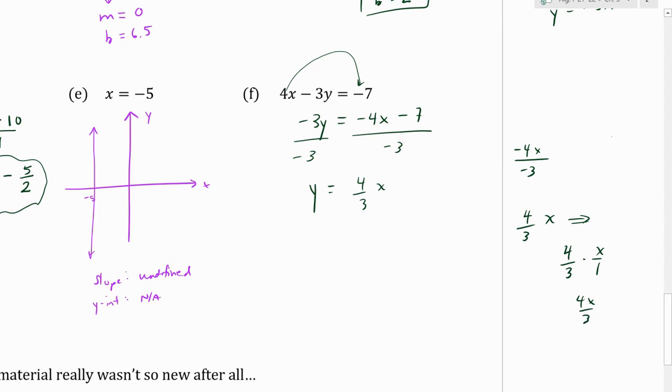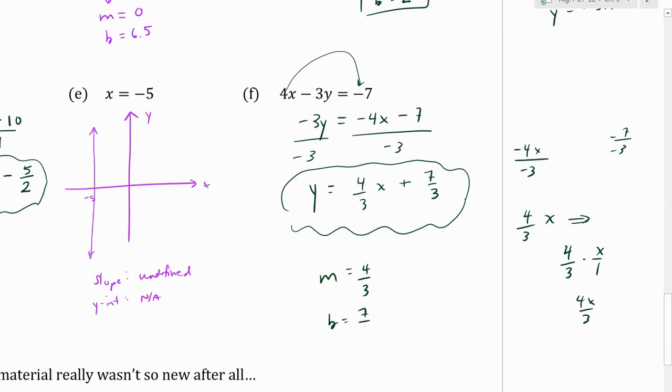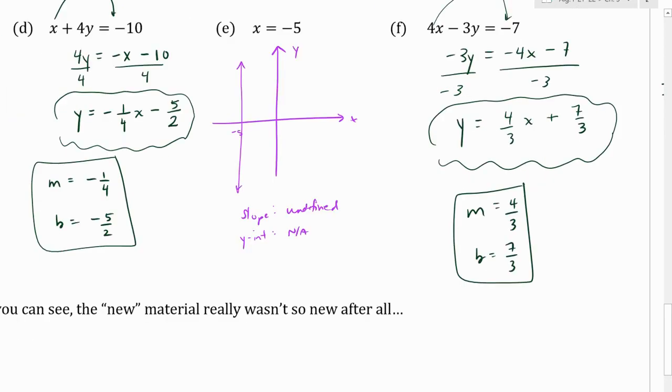And then out on the end, you've got that -7 divided by a -3. That's a positive 7/3. There's my slope-intercept form of the line. The slope is 4/3. The y-intercept is 7/3.